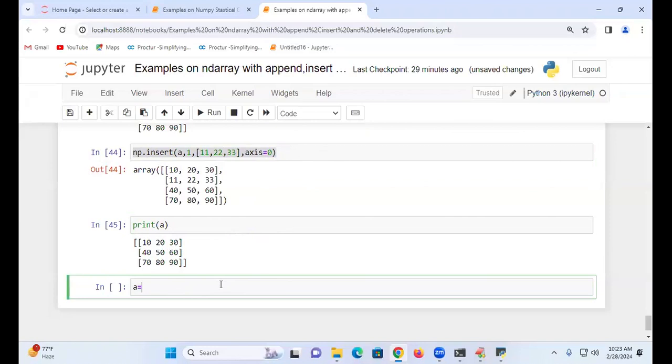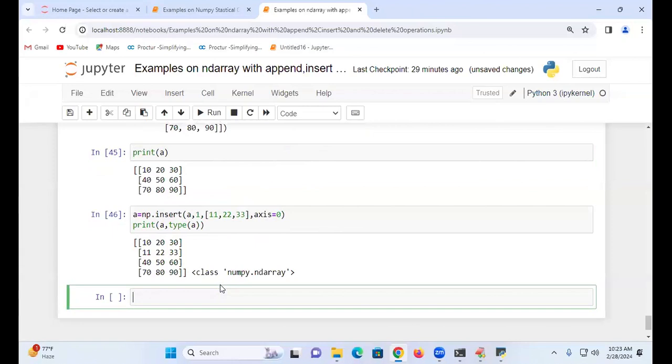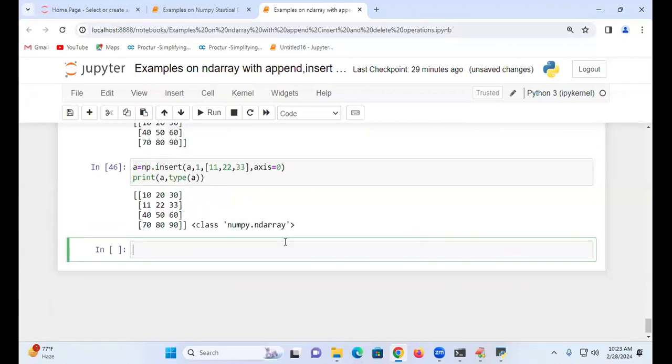So A is equal to like this. Print of A comma type of A. So this will be giving you the data. Able to follow?